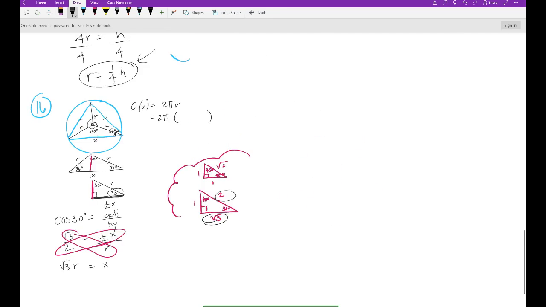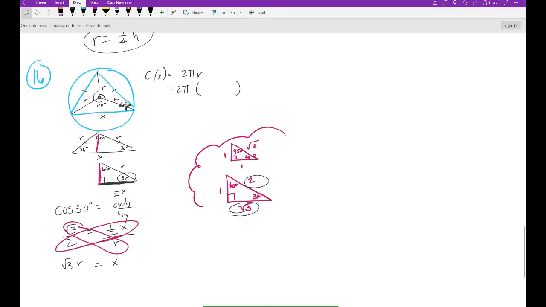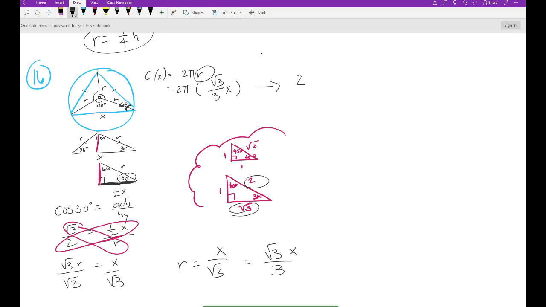Remember, my job is to solve for the circumference in terms of x. So I have to find what r is, right? Can I divide both sides by rad 3? R equals what? Right. Okay, I need to simplify, so that's really rad 3 x over 3. So plug it in. I'm going to distribute. This is now going to give me 2 rad 3 over 3 times pi times x.